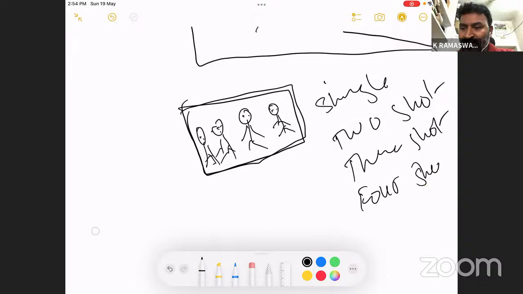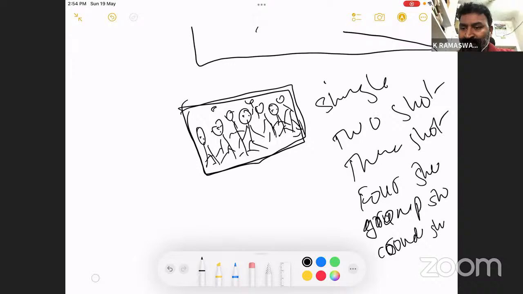If there are more persons here, it seems like a crowd, so simply we call it a group. If there are more than four people in a frame, it is called a group shot. If there is an unlimited number of people, this is called a crowd shot. Got it? This is the number of persons in a frame. Based on the number of persons in a frame, the shots are called different names. These are the shot lists.